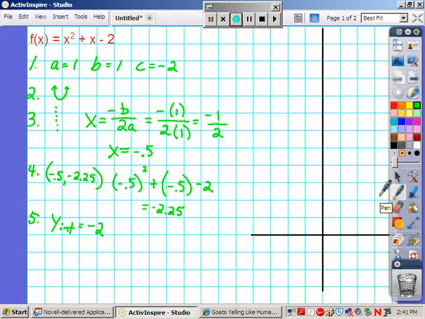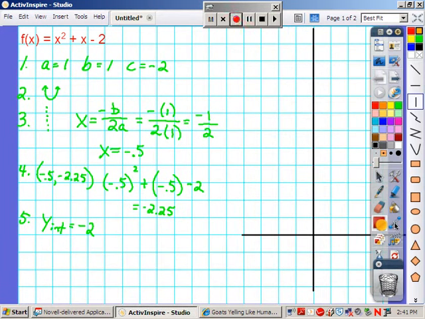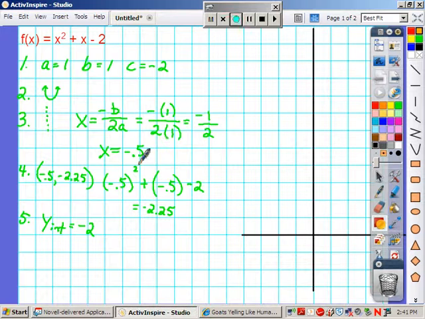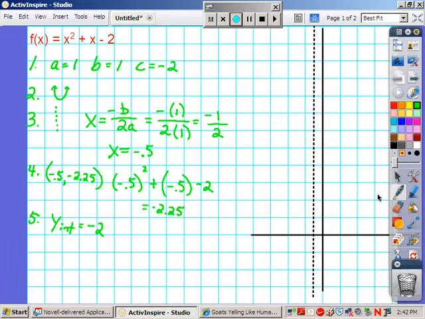Now it's time to plot some points. So let's deal with step 3 first. Step 3 was a vertical dashed line. And where do I need to put the vertical dashed line? Well, where x is -0.5. So that's going to be right here, and here, where x is negative 0.5. Just like that. So that's going to be our dividing line for our graph. That's the center line, or what's called the axis of symmetry.